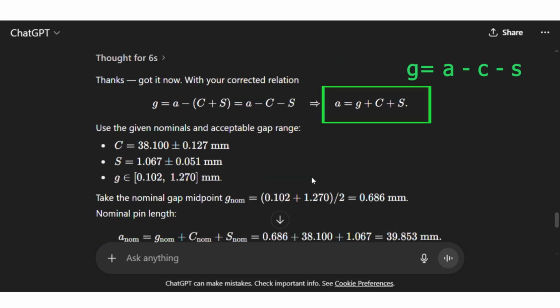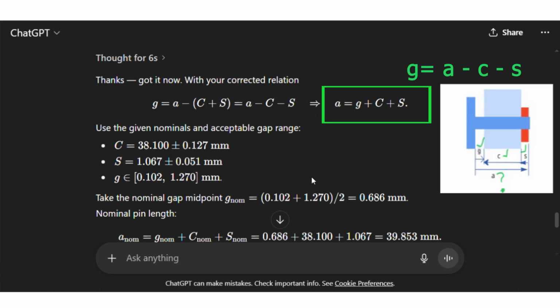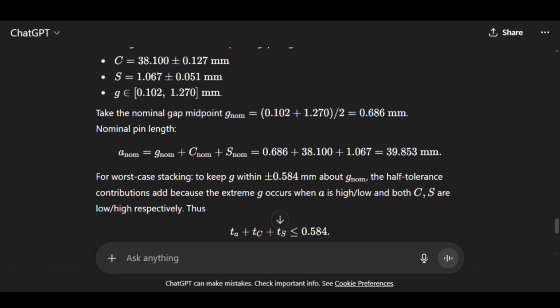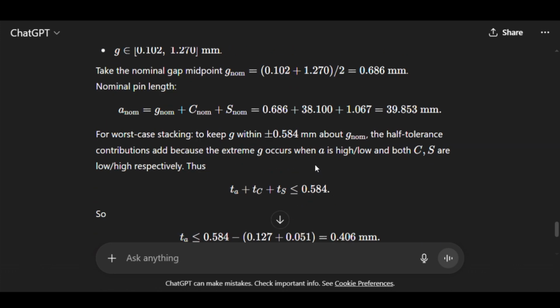If you look at the sketch for the assembled components, that's how it should be. Now, if we proceed, it's the same process. It gets the nominal gap midpoint correct. Now it gets the pin length alpha nominal correct. And then it does the worst case stacking. Okay, that's correct.